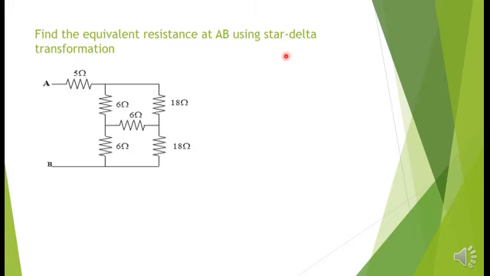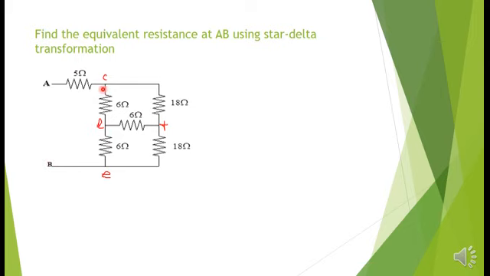Okay. We'll go through the next problem. Find the equivalent resistance at AB using star delta transformation. So I need to find equivalent resistance across A and B, two terminals, using star delta transformation. Now here, first I will name the nodes C, D, E and F. Now I need to find the resistance across A and B.